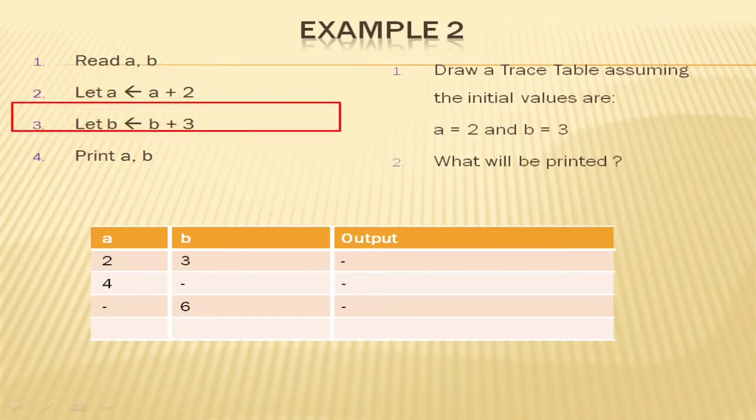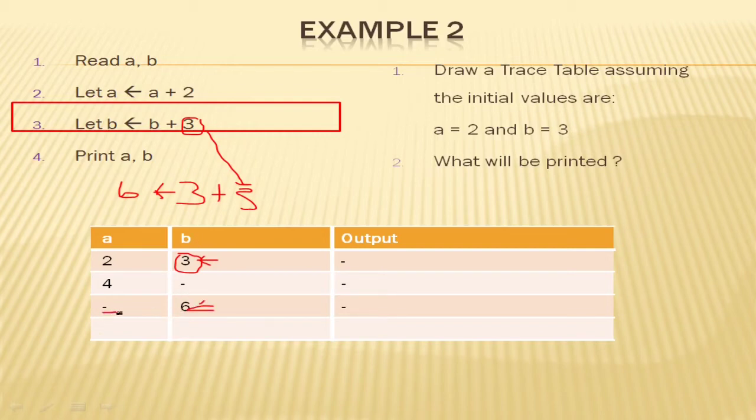So we move to line 3, and line 3 says let B equal B plus 3. What was the last value for B? The last value for B was 3, which is here. So if we rewrite it as B equal, the last value for B was 3 plus this value here, which is 3, is equal to 6. So hence the new value for B is 6, hence we write it here.